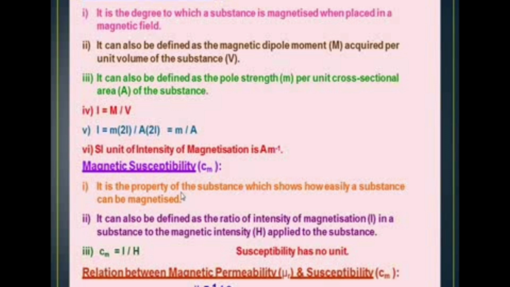So next thing is magnetic susceptibility. These are all very important. It is the property of the substance which shows how easily a substance can be magnetized. Here, how quickly a substance can be magnetized is intensity of magnetization, and how easily the substance gets magnetized is susceptibility. It can also be defined as the ratio of intensity of magnetization I in a substance to the magnetic intensity H applied to the substance.